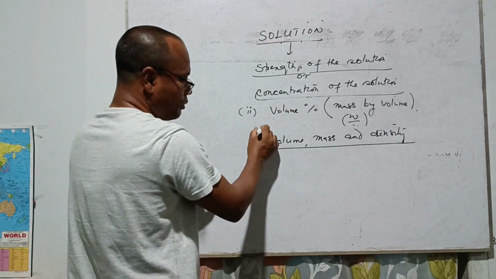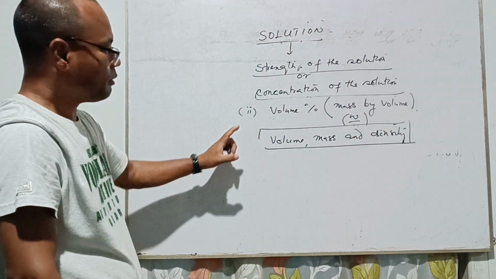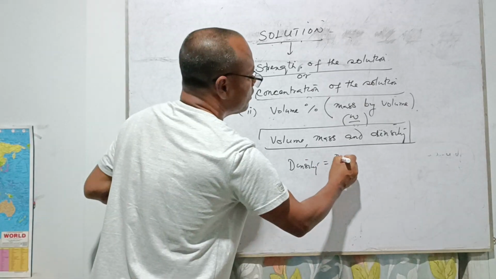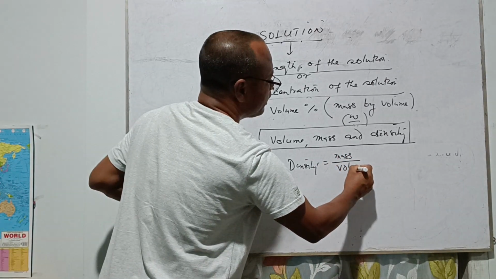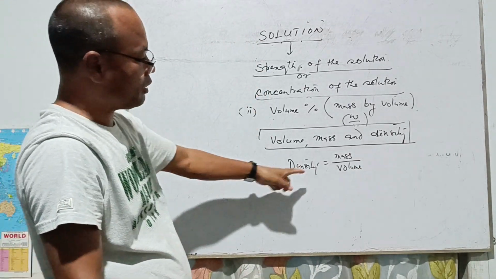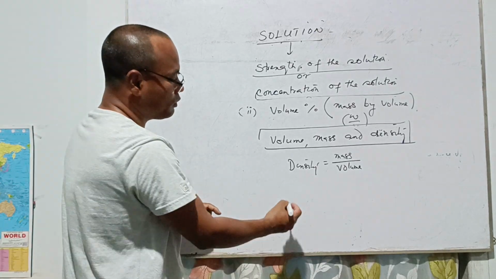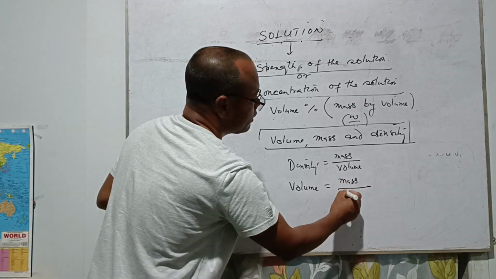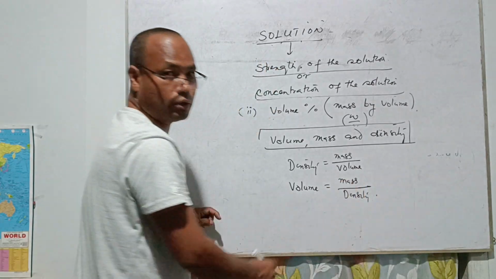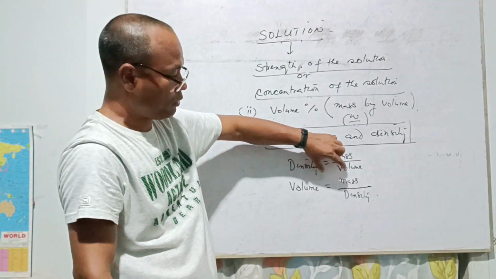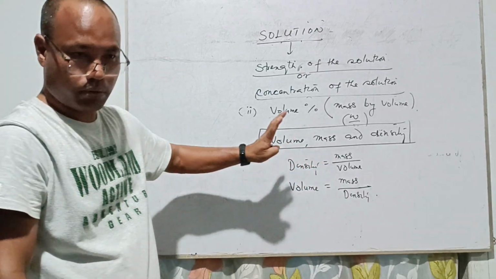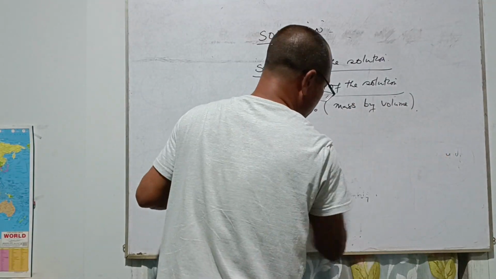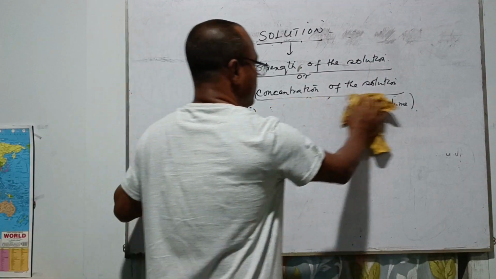So what is the relation between these 3 parameters? As you know, we calculate density is equal to mass by volume, right? If you know the density of the solution and the mass of the solution, we can calculate the volume of the solution. Volume of the solution is equal to mass divided by density, right? So in this way we can calculate the volume of the solution. So this is the volume percentage, I mean the mass by volume, which expresses the concentration of the solution.